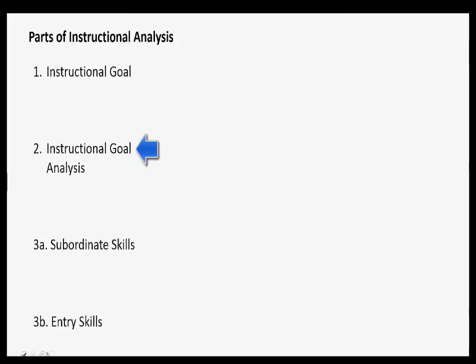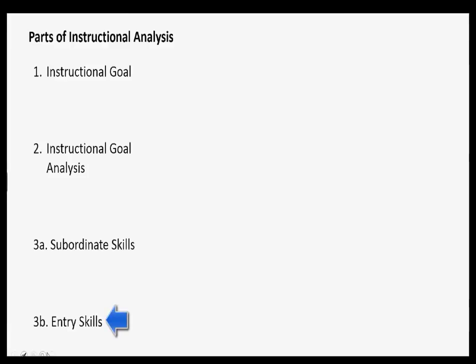Now, to go along with that is our next component, subordinate skills. So for each of those steps or components that we identified in the instructional analysis, there are usually skills, subordinate skills, or supporting skills that the learners need to learn to be able to accomplish the instructional goal and accomplish the steps in the goal analysis. So these are things we have to spell out. And then finally we have our entry skills. These are things that we assume that the learner already knows how to do.